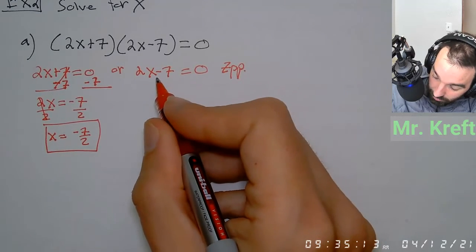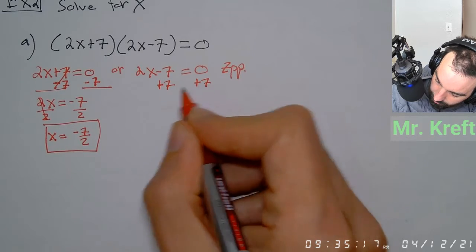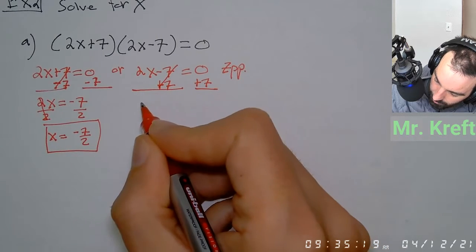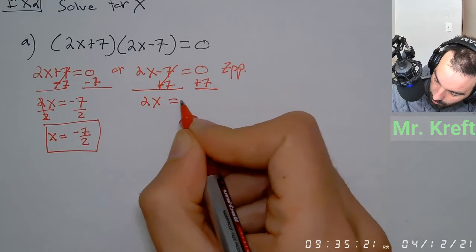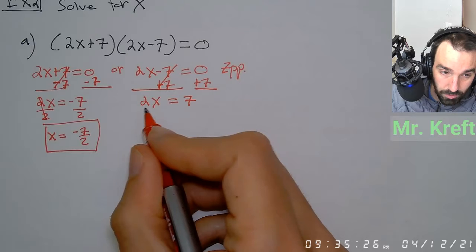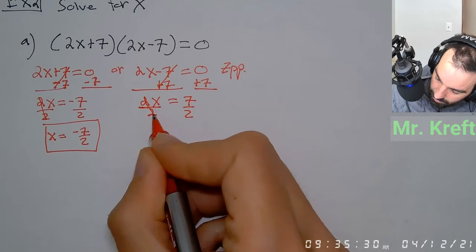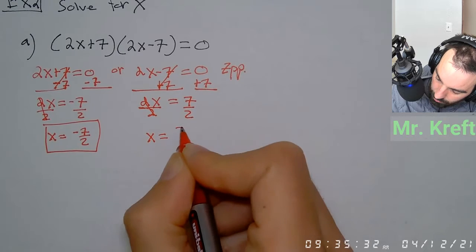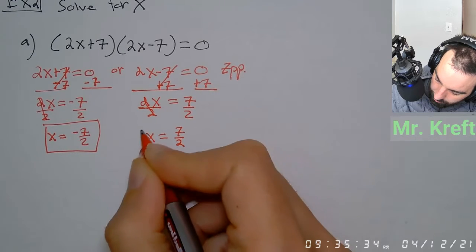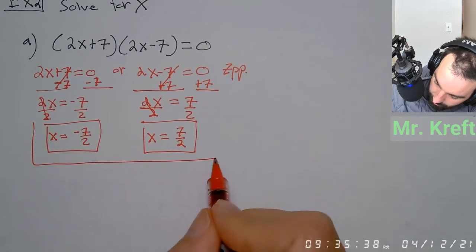Then we're going to do the same thing over here. So this time, though, it's a minus 7. So I'm going to add 7 to both sides. And then I'm going to get 2x equals positive 7. And then it says 2 times x. So I'm going to do the opposite of multiply. I'm going to divide. And I get x equals 7 halves. Again, we don't want decimals because that just makes more work.